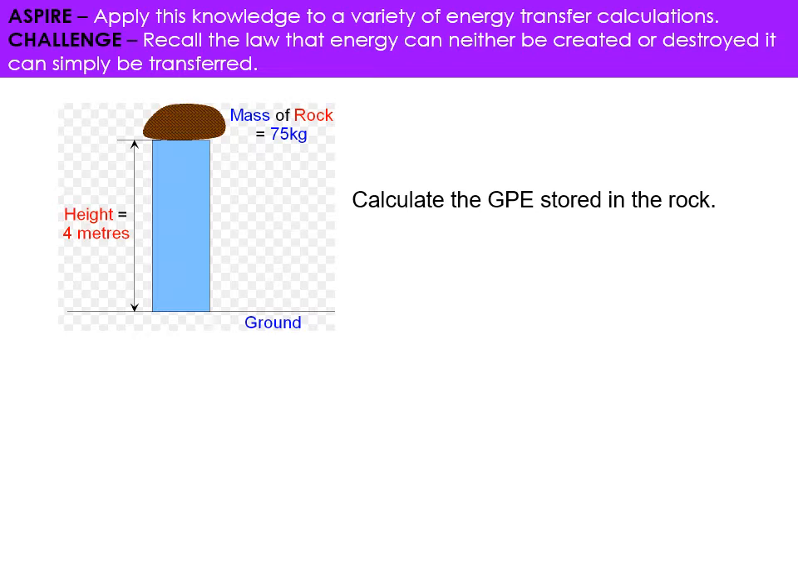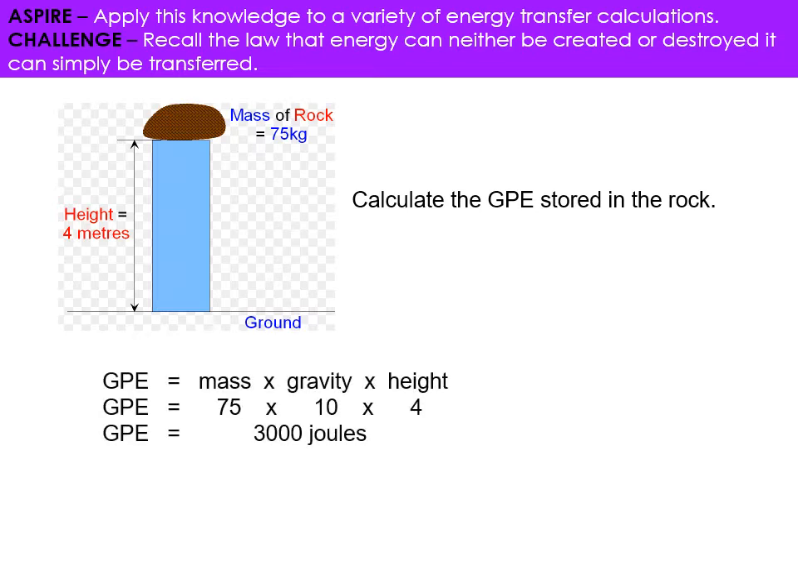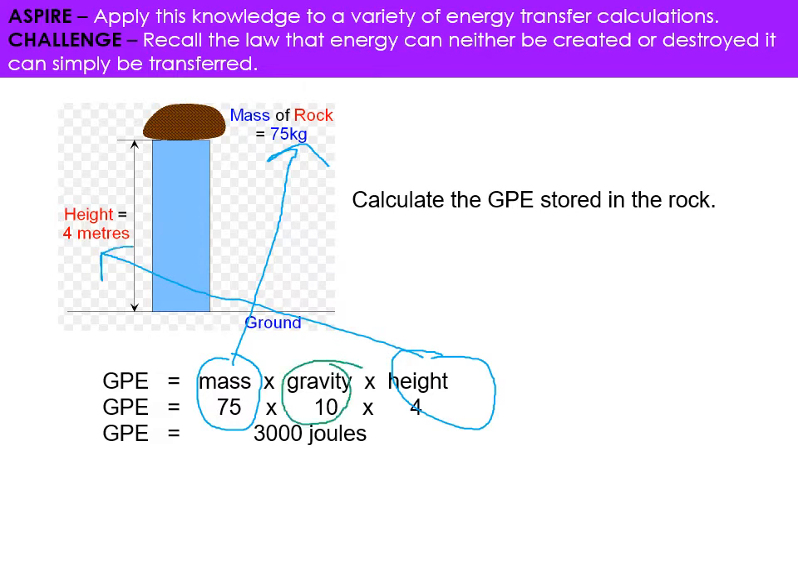Right, let us see what you've come up with. So again, we write the equation down. Mass times gravity times height. The mass is 75. Where did we get that one from? Because it tells us in the question. Height, where did we get that one from? There, because it tells us in the question. Now, because we're on Earth, we have to assume that the gravity is 10. Times those numbers, we get 3,000 joules.